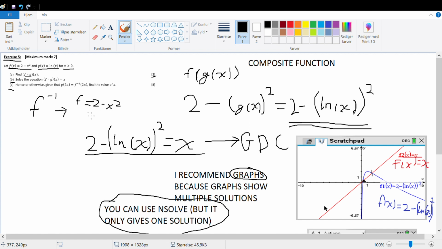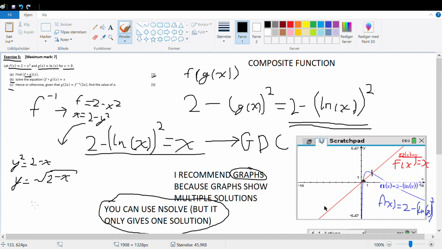If we were to invert this, we would have to swap this to be x and this to be y. In order to isolate for y, you'd have 2 minus x equal to y squared. I hope that so far is agreeable. Then you must take the square root, so that it would be the square root of 2 minus x. This right here is an appropriate inverse solution.